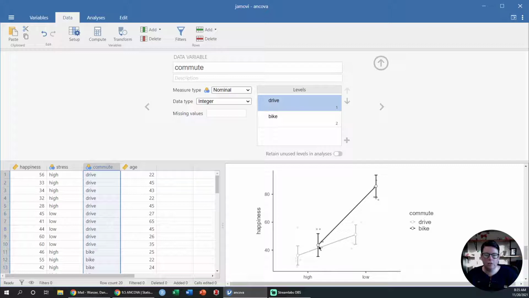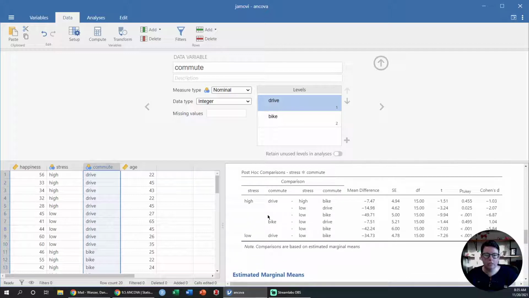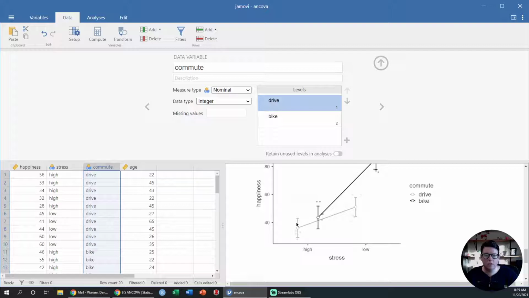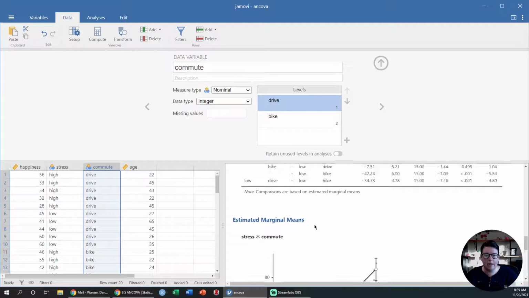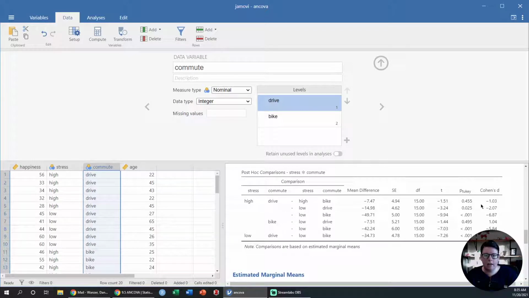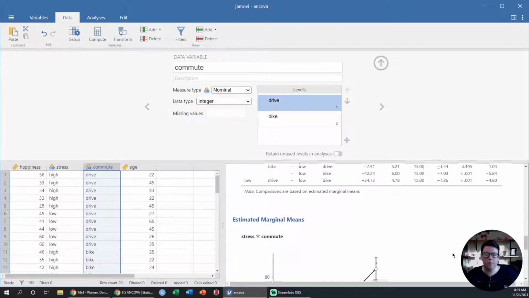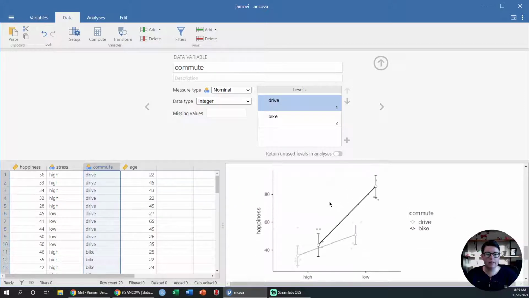But then there's no difference between high bike and low drive. We can check that. Low drive and high bike. Yep, no difference there. And there's no difference between high drive and high bike. Nope, no difference there. Cool. So everything else is significant though.